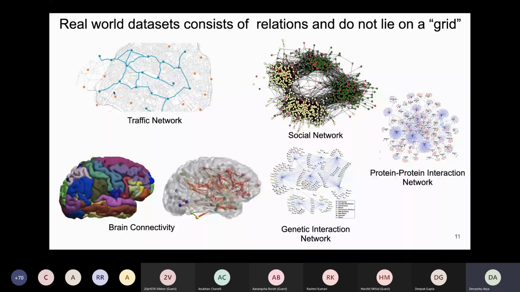In such kinds of data sets, you cannot position them on a grid, and that grid won't be a unique grid. You can position each node of these networks wherever you like. One node can be on the left part of the other node, or on the right part of the other node, but the semantic meaning will be the same. So all these kinds of networks can be defined on graphs.